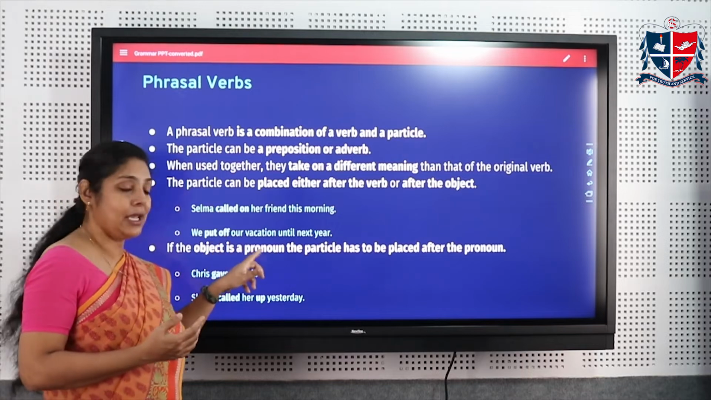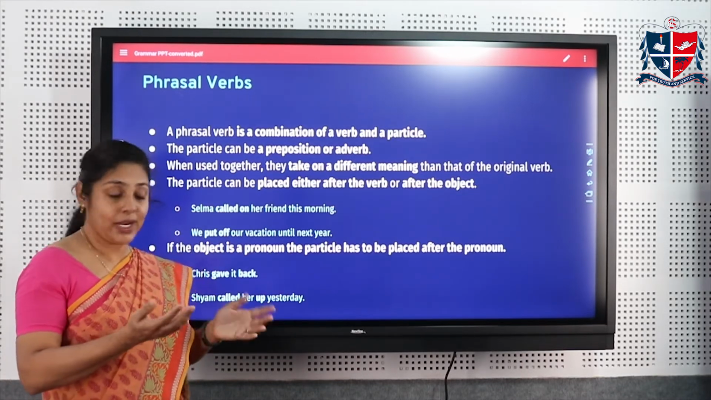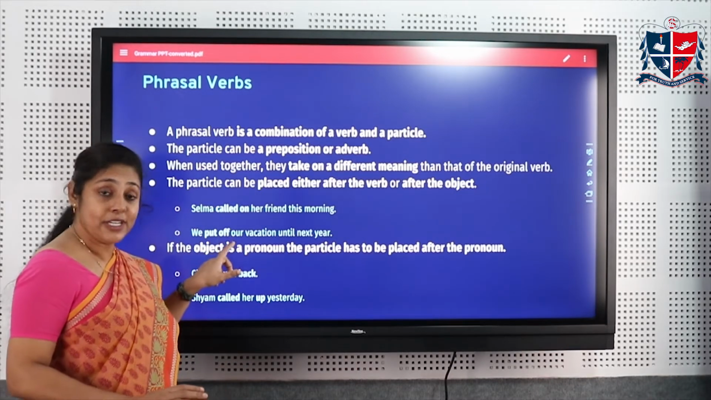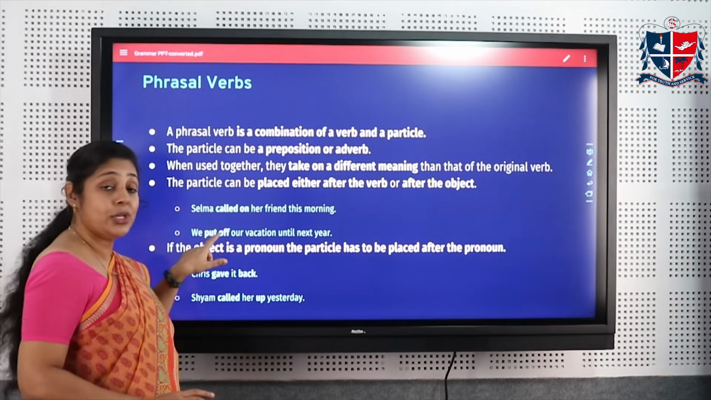We put off our vacation until next year. So, put off is postpone, right? So, like we have postponed our vacation. Now, put off is a phrasal verb. It is a combination of the verb put and the preposition off.